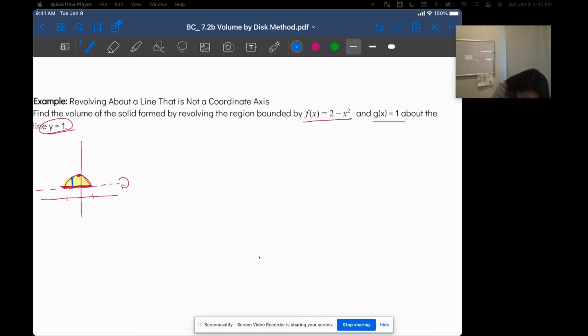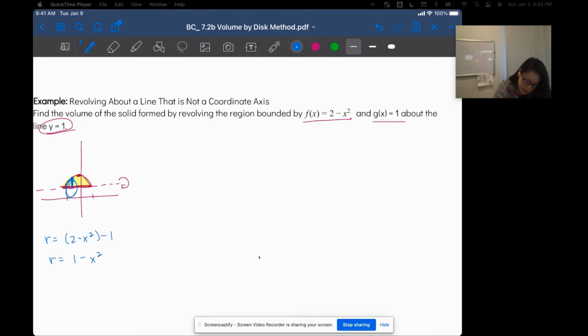I'm going to create a flag that is perpendicular to my axis of rotation. I'm going to spin around a little circle, something like that. So the radius is going to be equal to the top curve minus the bottom curve. So the radius is equal to the top curve, which is 2 minus x squared, minus the bottom curve, which is 1. Simplify that to give me 1 minus x squared.